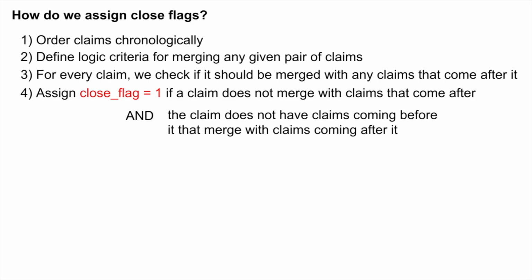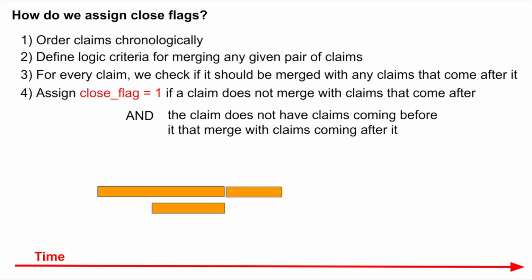And we also require that the claim does not have claims coming before it that merge with claims coming after it. This is a subtle but important point because you can have situations like this where claim 1, claim 2, and claim 3 are ordered in this way in time. Claim 1 merges with claim 2, claim 1 merges with claim 3, but then claim 2 does not merge with claim 3. This could happen because of how you defined your logic criteria for merging any pair of claims. For example, if you require the discharge disposition of a claim to have a certain value to merge with the following claim, maybe claim 1 meets that criteria to merge with claim 3, but claim 2 does not. So you could have a situation like this.